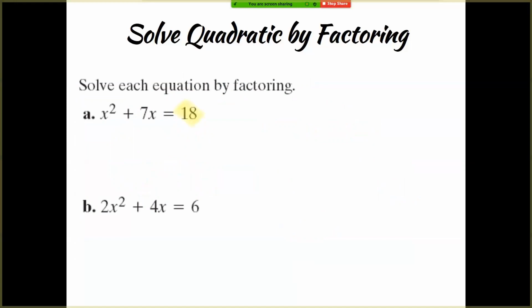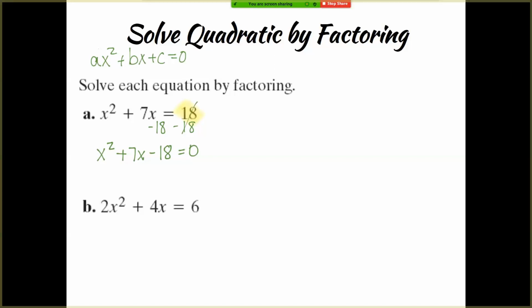So the first thing we've got to do is move this 18 by subtracting it. Now remember, when I move that 18, I want to make sure that I put it in the right spot. I want my equation in standard form, ax squared plus bx plus c equals 0. So when I move that 18, I'm going to write it after the 7x. So I'm going to keep x squared plus 7x minus 18 now equals 0, because that's in standard form. I don't want to put the 18 out front because that would not be standard form.